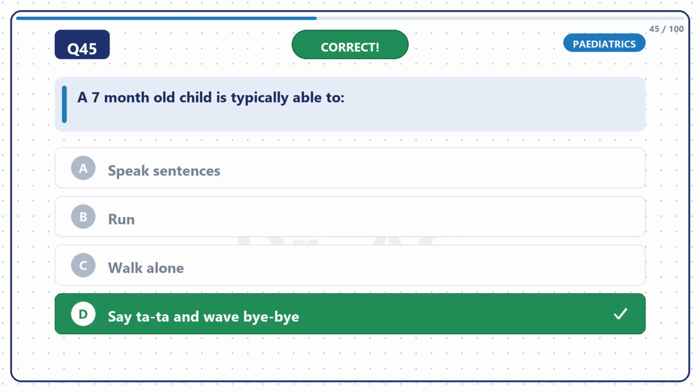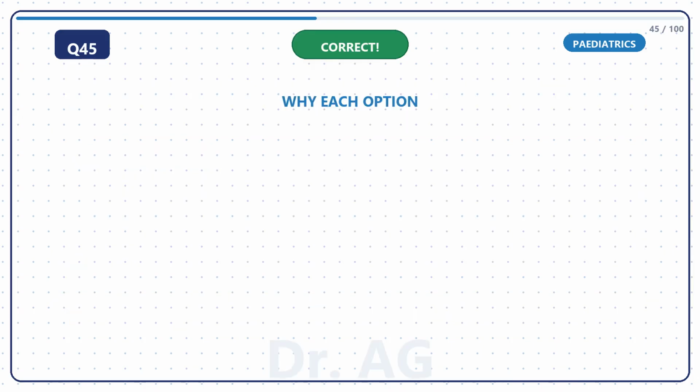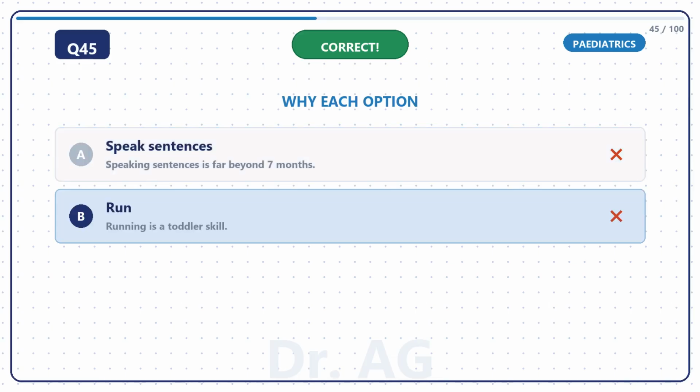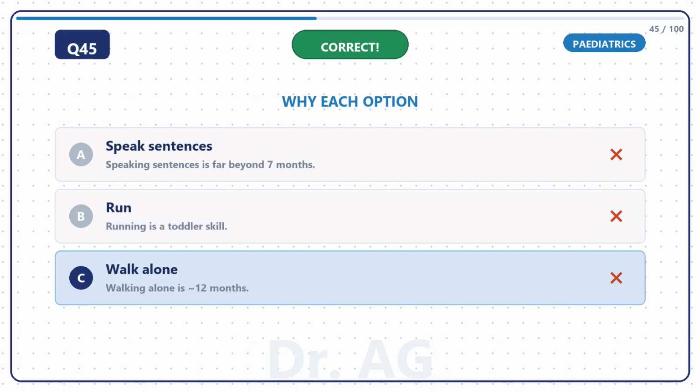The correct answer is option D. Say tata and wave bye-bye. Let's go through the options. Speak sentences. Speaking sentences is far beyond 7 months. Run. Running is a toddler skill. Walk alone. Walking alone is till the 12 months.